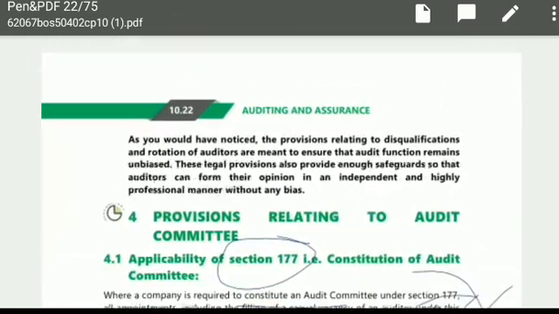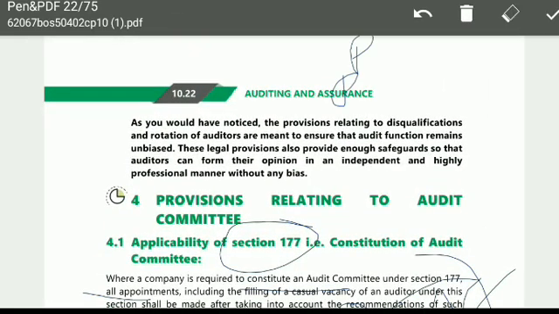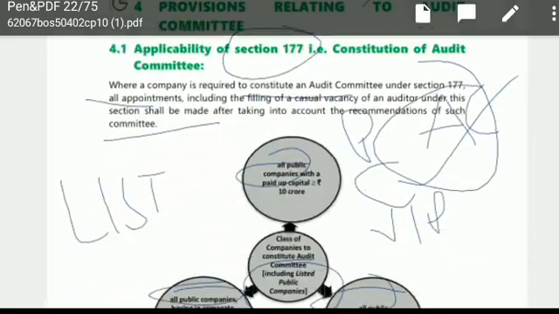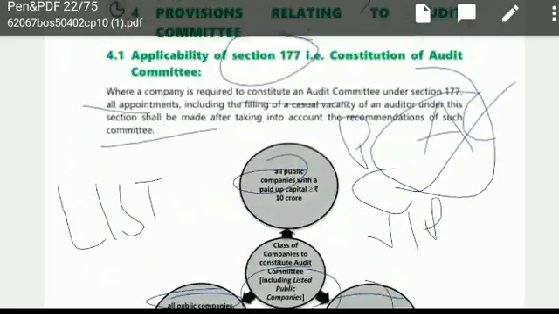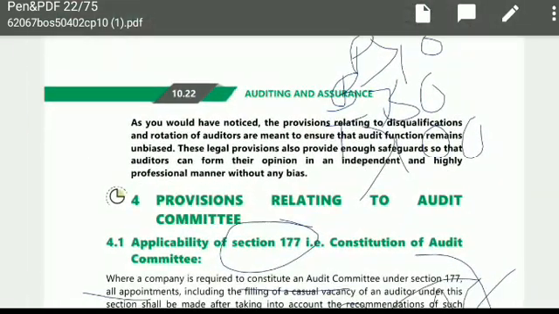Wait, I'll write it here. PBT 10, 50, 100. Now what is PBT 10, 50, 100? It is all public companies whose paid up share capital is greater than or equal to 10 crores, whose borrowings are greater than or equal to 50 crores, and whose turnover is greater than or equal to 100 crores. So PBT 10, 50, 100.